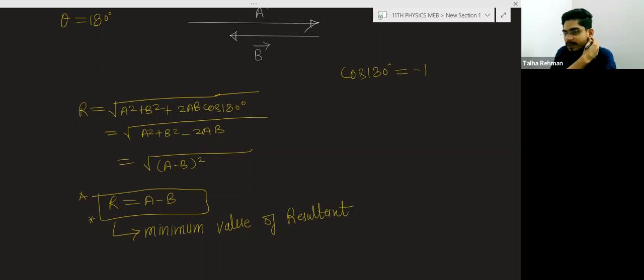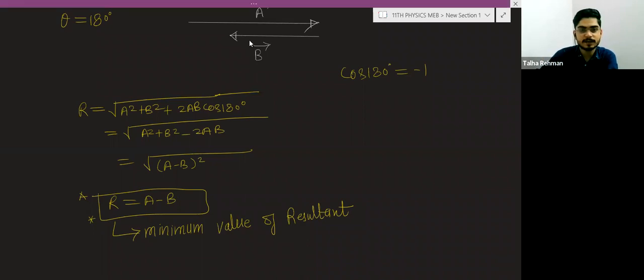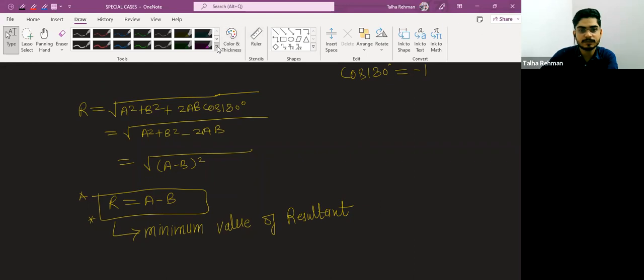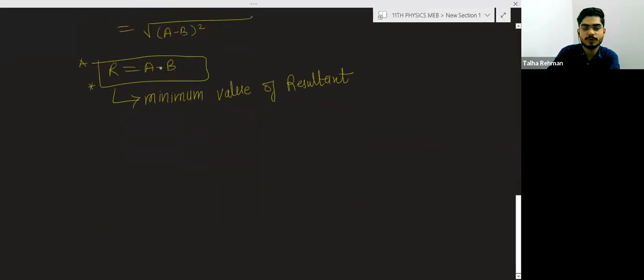Minimum value of resultant. Suppose two vectors are at 90 degree angle. Two vectors are at 90 degree angle, or you can say two vectors are perpendicular.